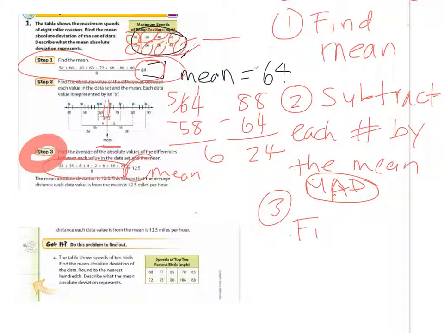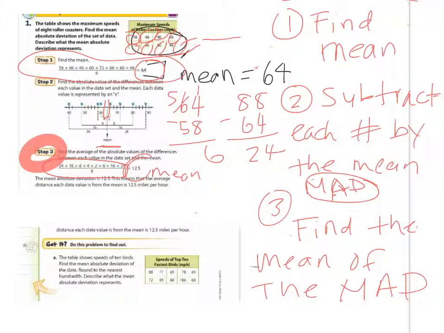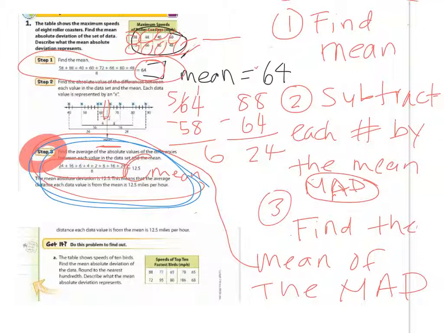Then you find the average. You find the mean of the MAD, like we did right here. Boom, right there. Let's circle that in a different color. All those numbers that we found when we subtracted it from the mean, now we're going to find the MAD by dividing it by the same amount, where there's 8 numbers. And now you know that 12.5 is what the MAD is.